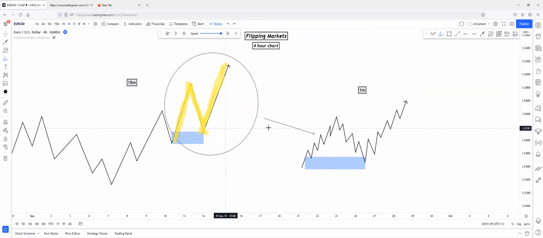And as soon as price taps this 50-minute demand zone, here and here, so this zone is the 50-minute zone drawn on the 1 minute. As soon as price taps this zone, we can expect some reversal, a change of character to the upside, and the continuation of the original order flow, which is bullish. So this is what we call the expectational order flow.